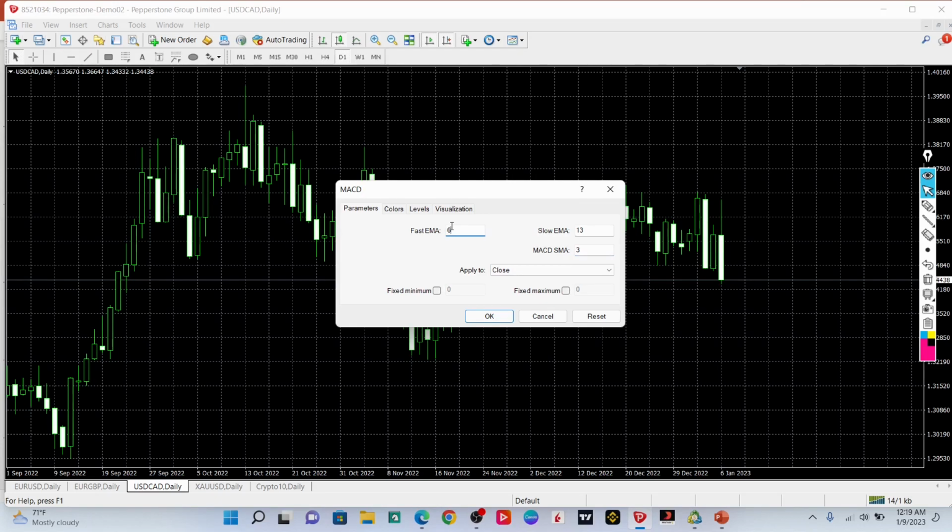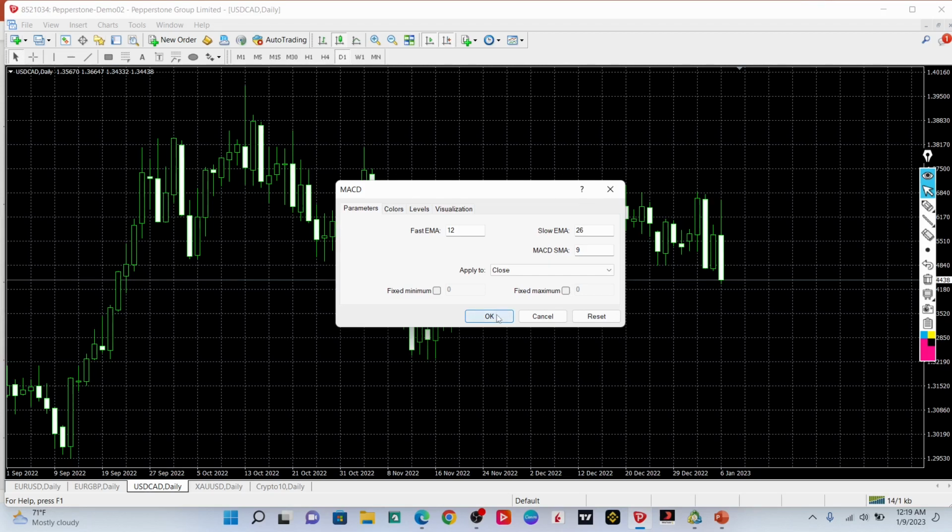So this one is always over a period of 12. Click on reset to get the default settings. 12 for the first EMA, then 26, and then the signal line is always 9. We always apply it to close. We apply the price to close. We don't use the open prices or the highs and lows. We normally use the close price. The close price is the price exactly at which the market closed on that trading day.